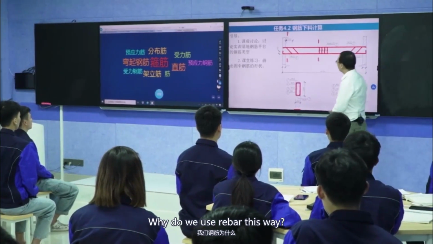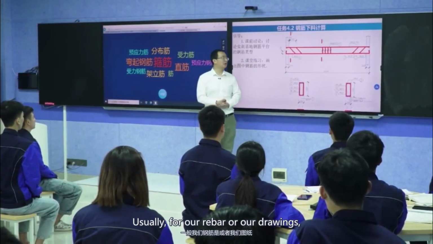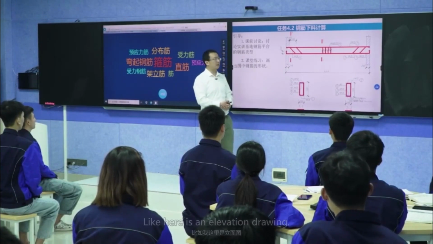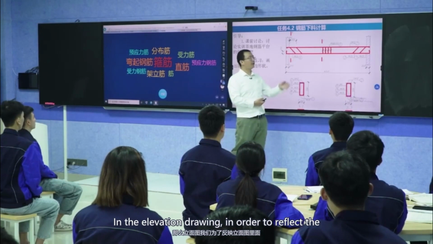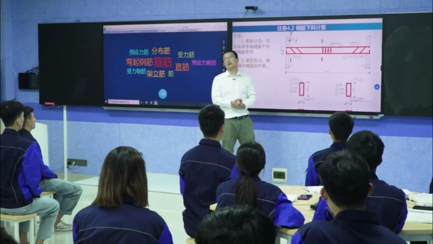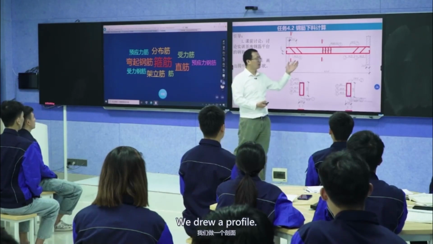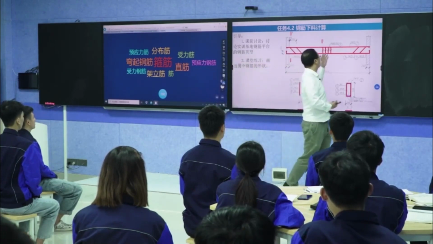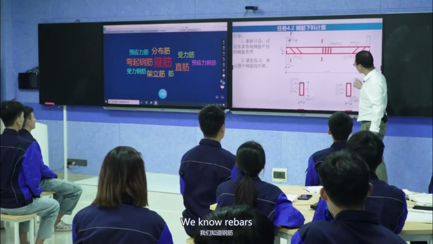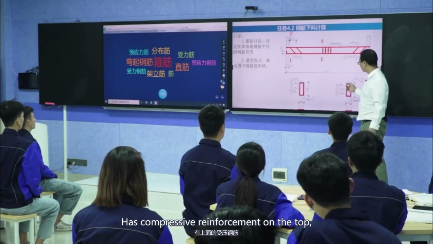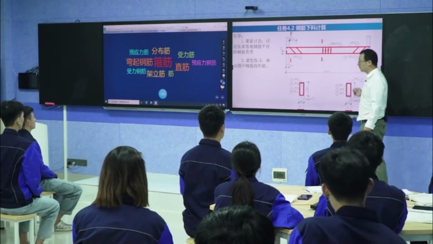Why do we use rebar this way? For example, this rebar, usually for our drawings, like here is an elevation drawing. In the elevation drawing, in order to reflect the shape or quantity of rebars, we drew a profile. We drew a section in the middle. We know the rebars have compressive reinforcement on the top, tensile reinforcement below, and stirrups around.